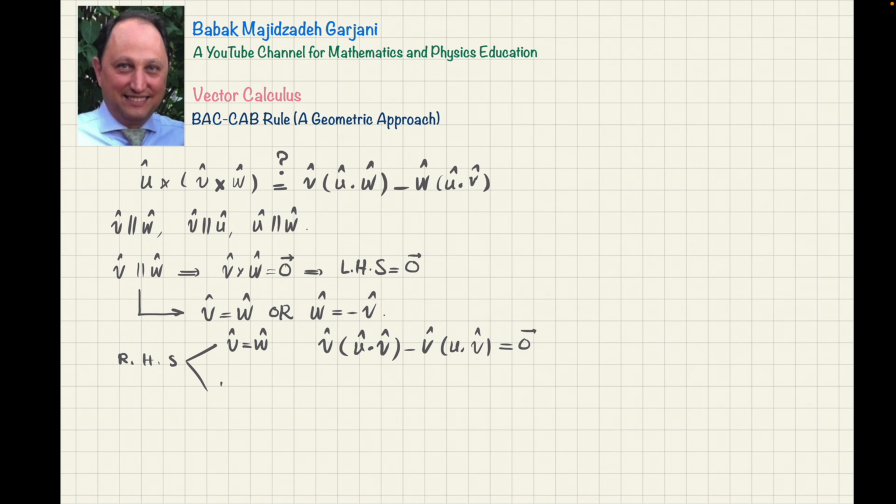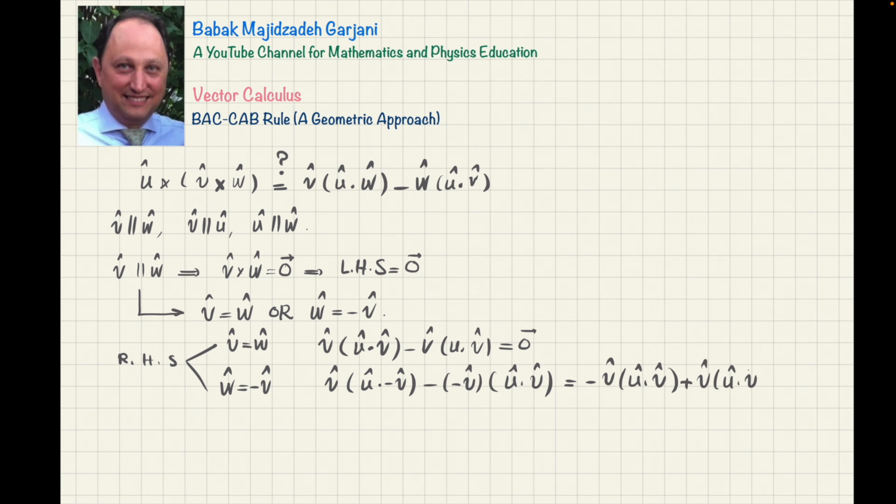What happens if W is equal to minus V? So wherever I see W, I replace it with minus V. So this becomes V (U dot minus V) minus minus V, multiplied by (U dot V). But of course, the first one becomes minus V (U dot V), and then positive V (U dot V). And then again, this becomes the 0 vector.